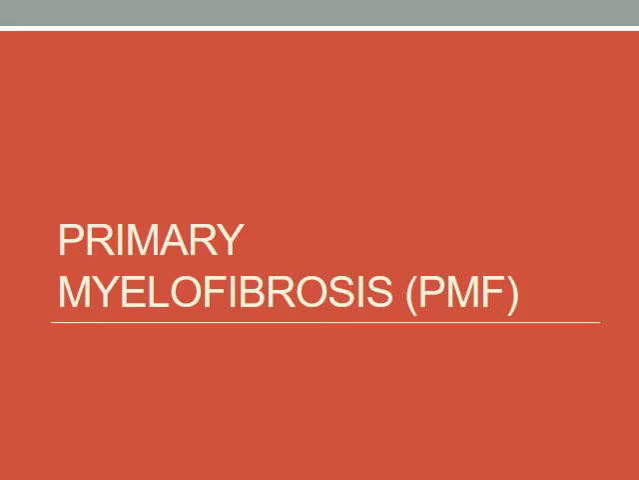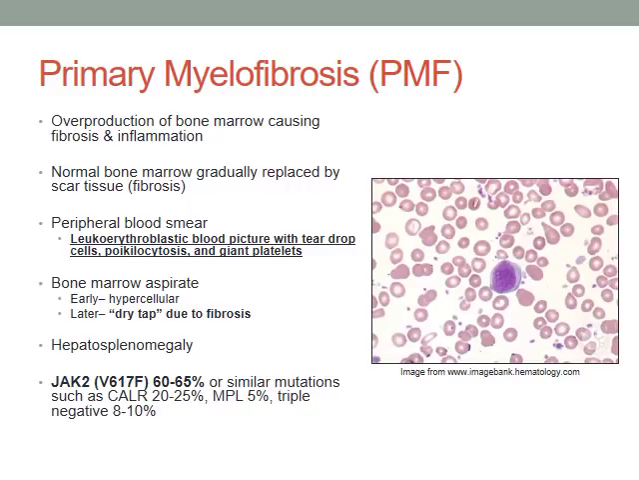Primary myelofibrosis. Primary myelofibrosis is an overproduction of the bone marrow. This will cause both inflammation and eventually lead to fibrosis. Initially, patients have fairly normal bone marrow, but gradually over time as overproduction occurs, scar tissue will form causing fibrosis of the bone marrow. If you do a peripheral smear on a PMF patient, you will see a leukoerythroblastic blood picture. This means that you have both elevation of immature white cells and immature red cells.